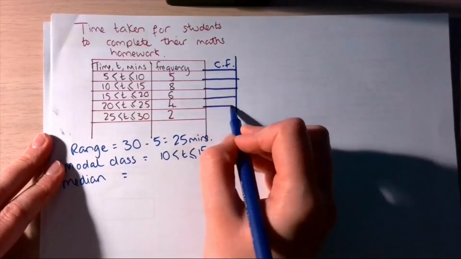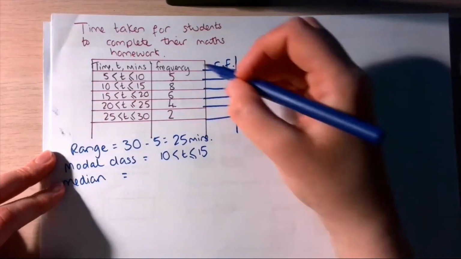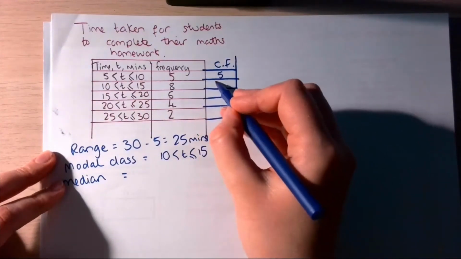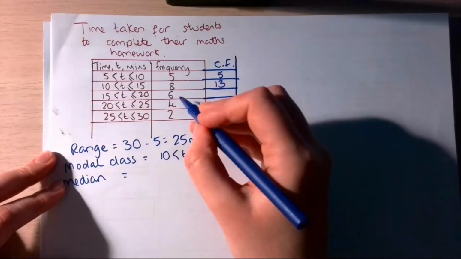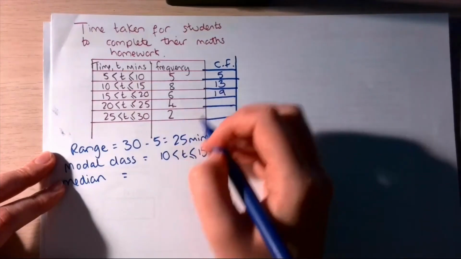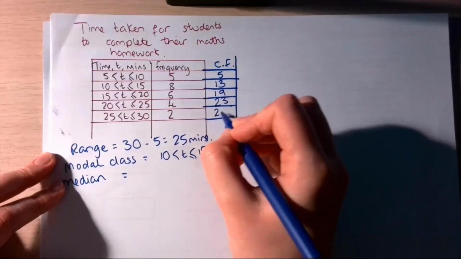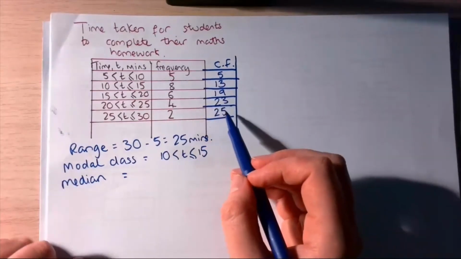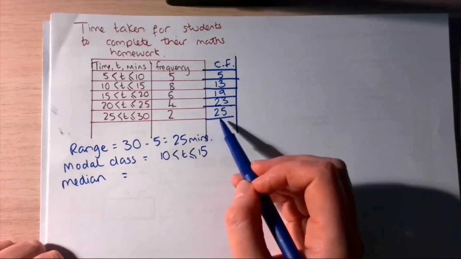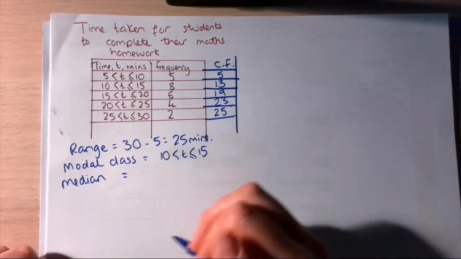Okay, so this is going to be our cumulative frequency, and remember that's just where we're seeing our running total. So we get 5, then 5 add 8 is 13, 13 add 6 is 19, 19 add 4 is 23, 23 add 2 is 25. And that's very handy because that actually tells us our total as well. There were 25 students asked. When you get your final number here, we know that our total frequency is also 25.